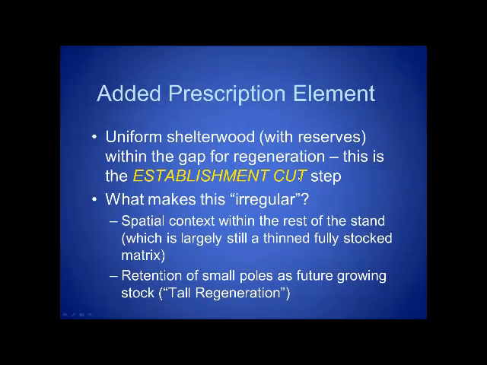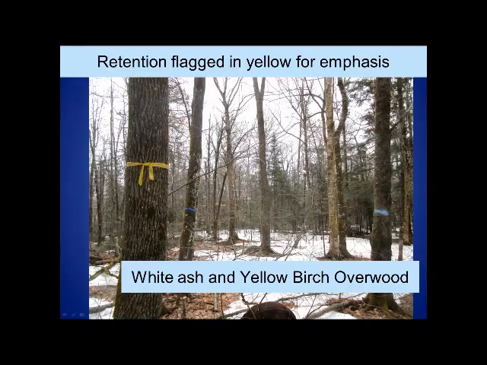This is an establishment cutting then in a gap within this irregular framework, of irregular shelterwood rather. What makes this irregular? If that was a whole stand, that'd just be a classic shelterwood, but it's irregular because the stand as a whole is still largely being thinned, right? So parts of that will be treated like this down the road in future cutting cycles. And I think the other thing that makes it irregular is the retention of this tall regeneration.